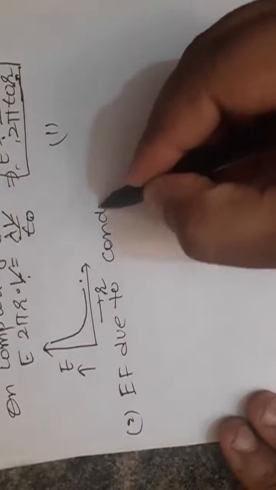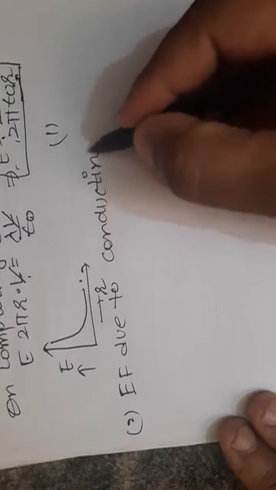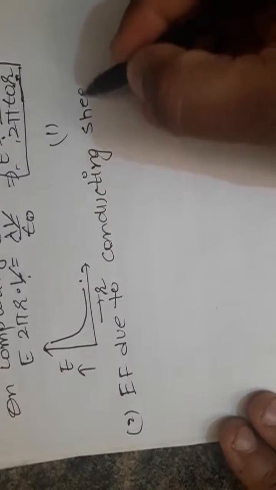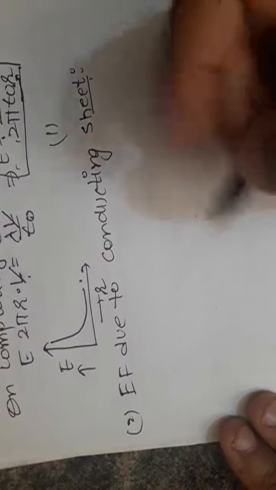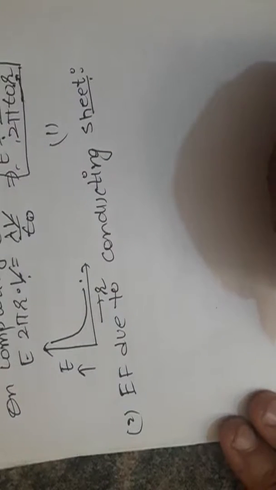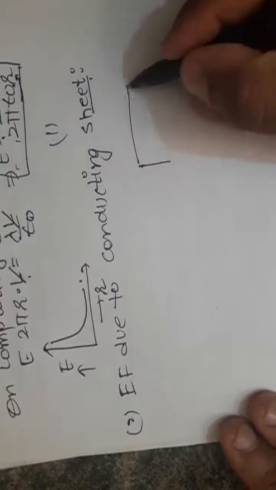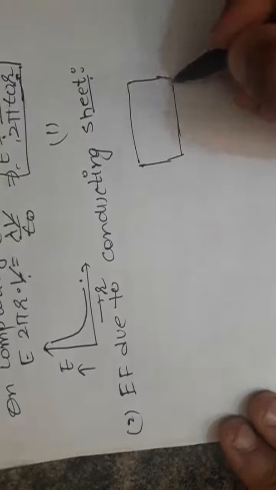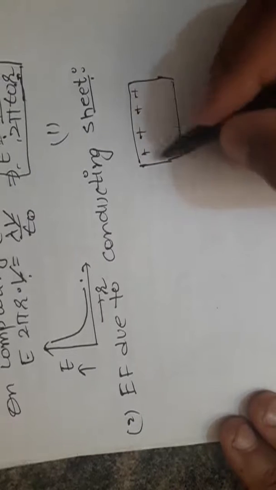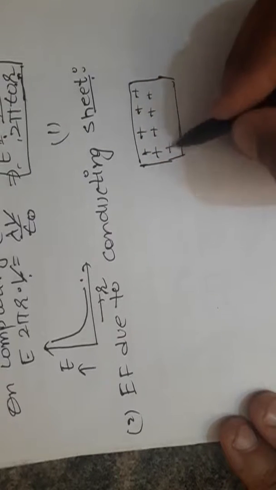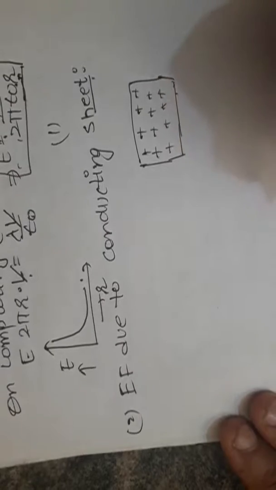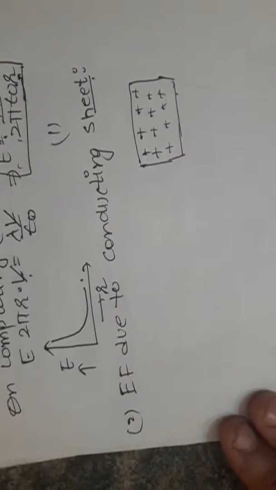So let us now solve the second application, electric field due to conducting sheet. In the previous it was one dimension, now we have a two dimensional surface given. If it is a surface, it means instead of linear charge density, surface charge density is given to you.